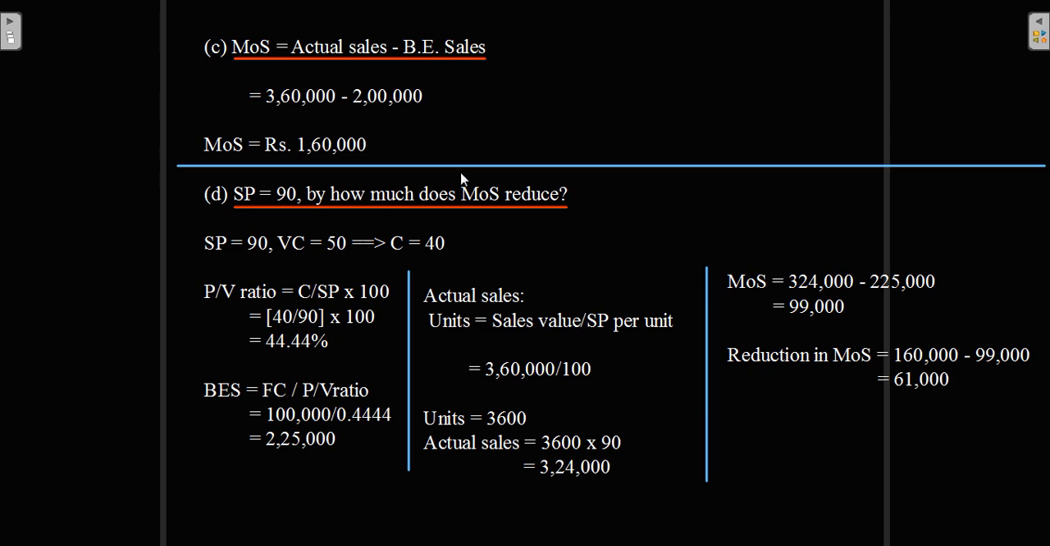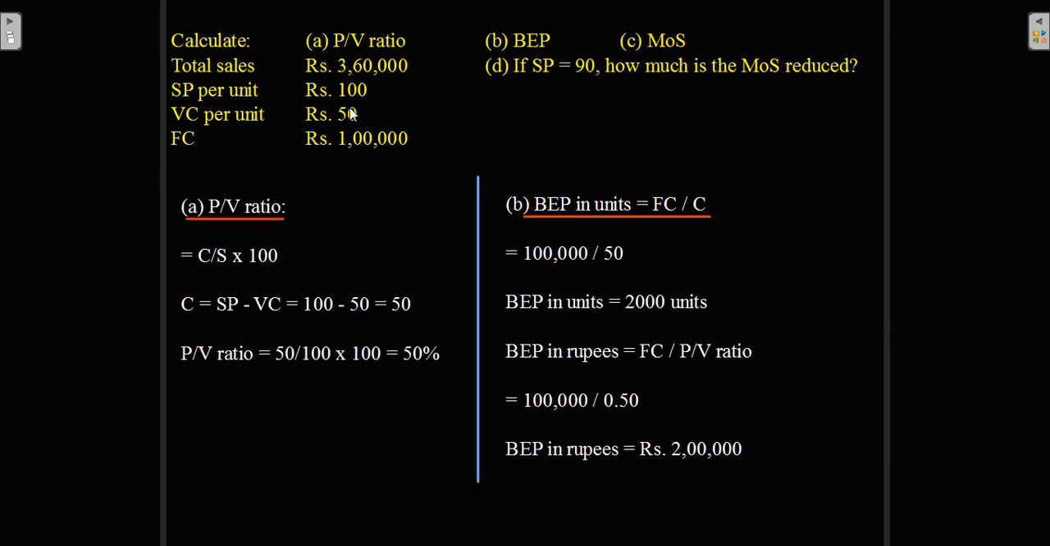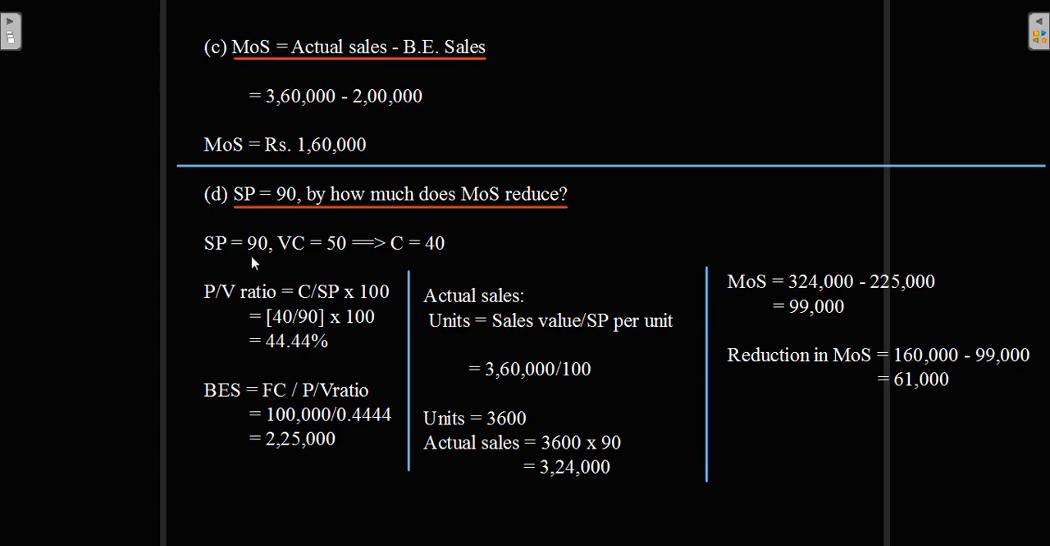Now moving on to the last part of the question. How much does the margin of safety reduce if the selling price falls to 90 rupees? So first let's find the contribution. New selling price is 90 rupees. Variable cost is 50, it's given here. So 90 minus 50, 40. So as usual we have to find the PV ratio. New PV ratio is contribution by selling price. 40 divided by 90, it is 44.4%.